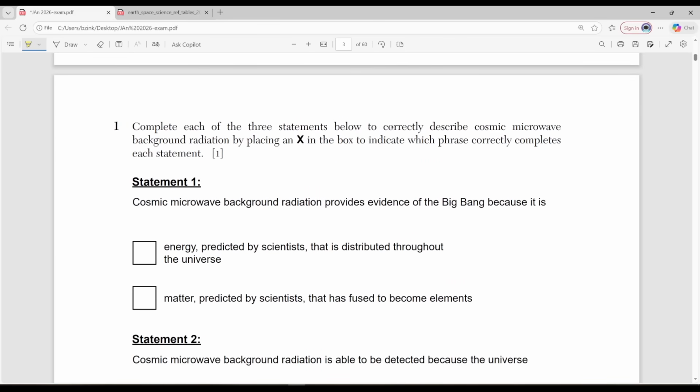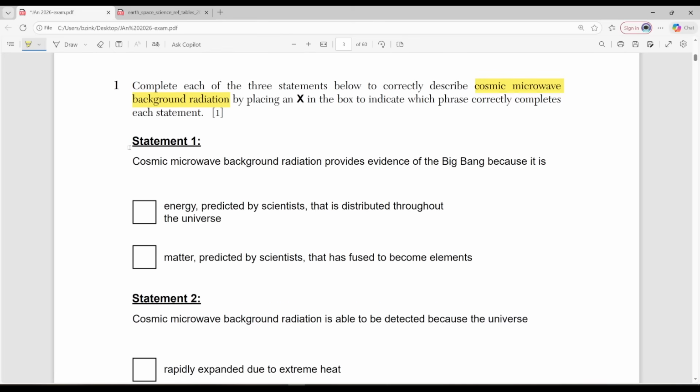Complete each of the three statements below to correctly describe cosmic microwave background radiation by placing an X in the box to indicate which phrase correctly completes the statement. Okay, so here we go. Cosmic microwave background radiation provides evidence of the Big Bang because it is what? It is energy predicted by scientists that is distributed throughout the universe. Yeah, it is. So that could be right, but we'll see. It is matter that is fused to become elements. No. So we're going to go with energy.